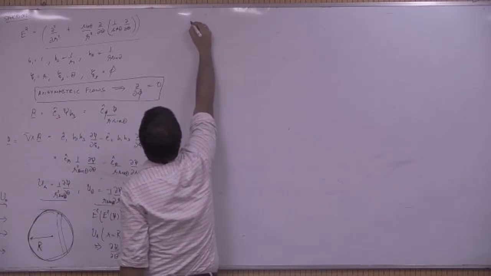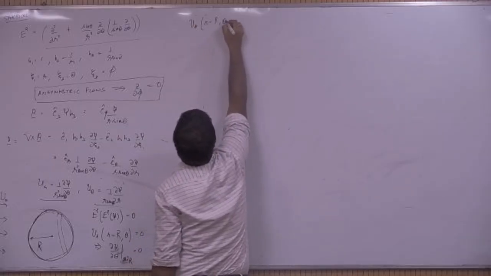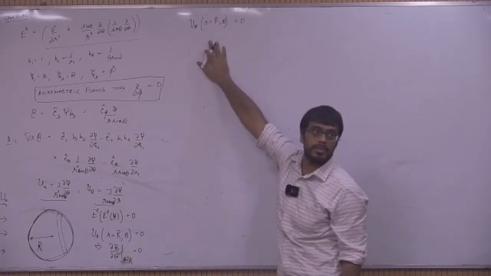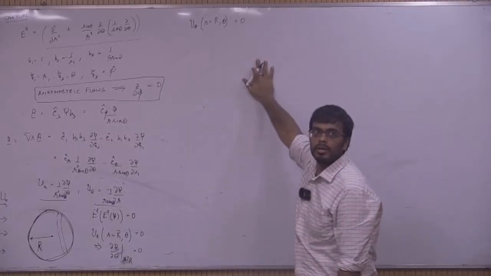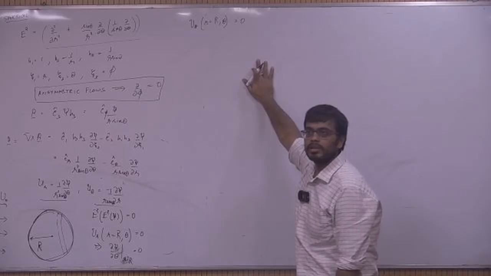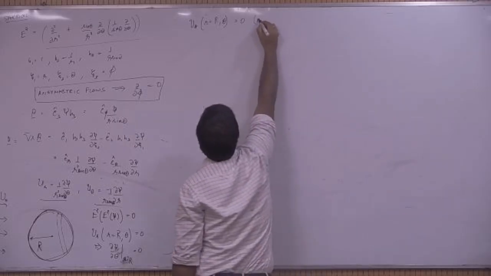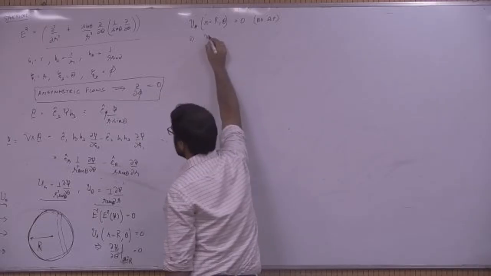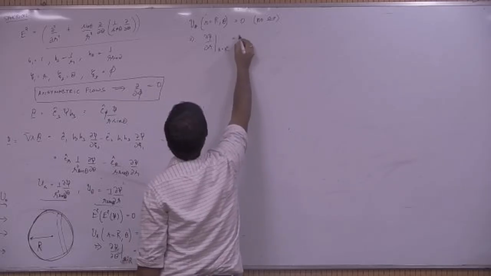Additionally, we know that u theta will also be 0. Why? Why is u theta 0 at the spherical surface? No slip, right? This is simply no slip. So this means del psi by del r at small r equals capital R is 0.